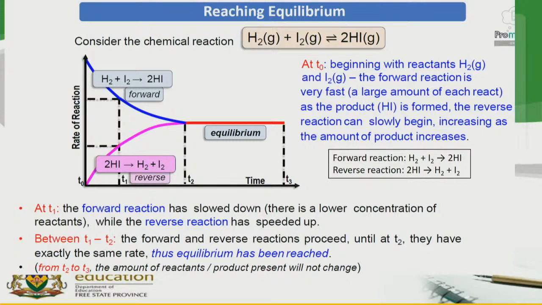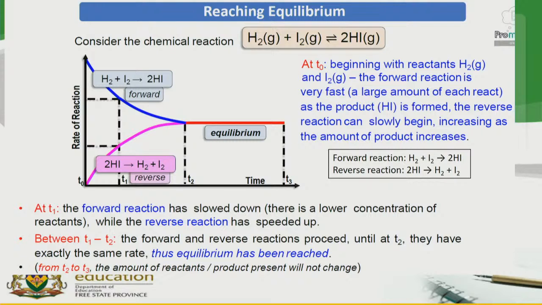So when we talk about the forward reaction, hydrogen and iodine will be the reactants of the forward reaction, and hydrogen iodide is the product for the forward reaction. But when we talk about the reverse reaction, remember now we are going back. It means hydrogen iodide will be a reactant for the reverse reaction, and hydrogen and iodine will be the products for the reverse reaction. And the whole reaction with double arrows is called a reversible reaction.